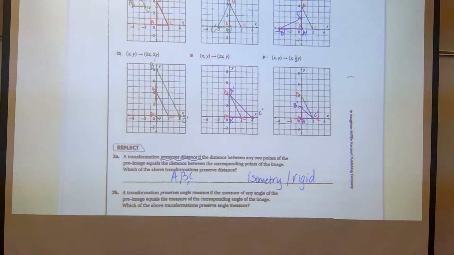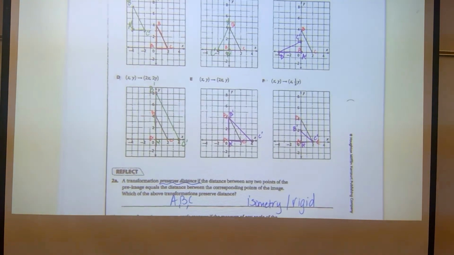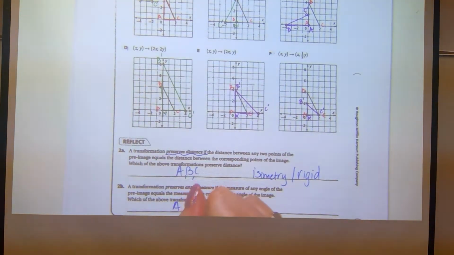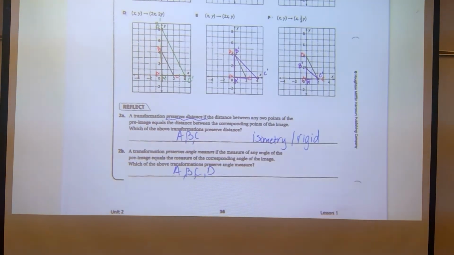A transformation preserves angle measure if the measure of any angle of the pre-image equals the measure of the corresponding angle of the image. Which of the above transformations preserves angle measure? Well, A, B, and C definitely. Do any of the others? D also preserves angle measure. Now D preserves angle measure, E and F do not.